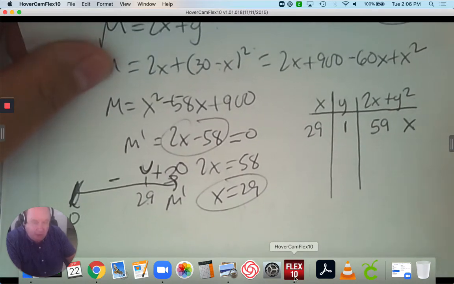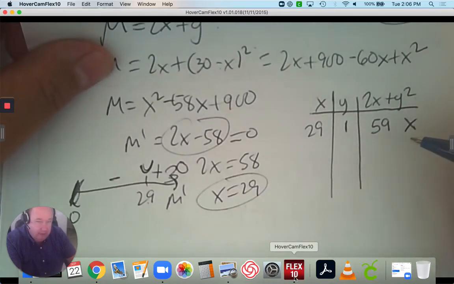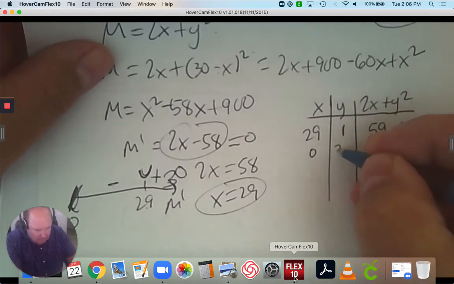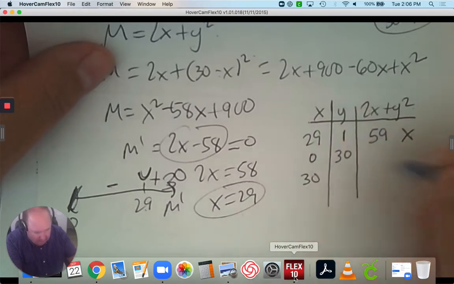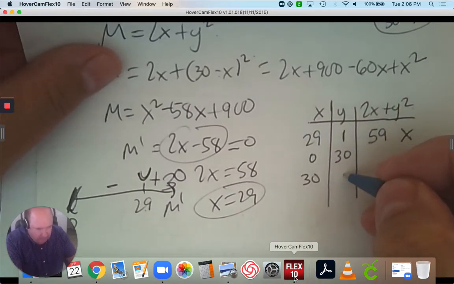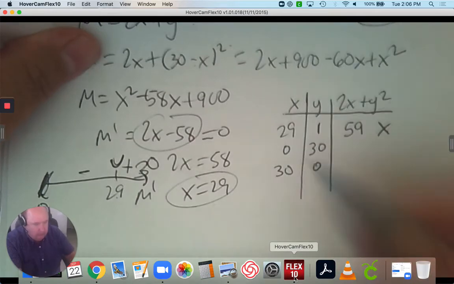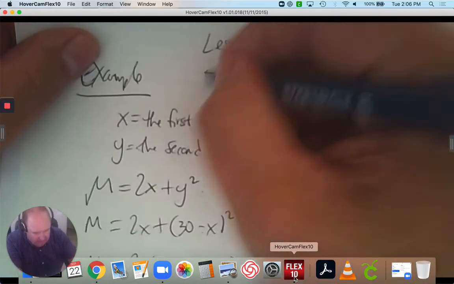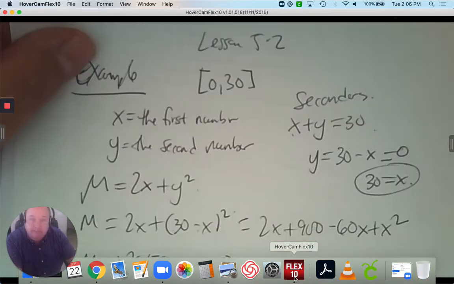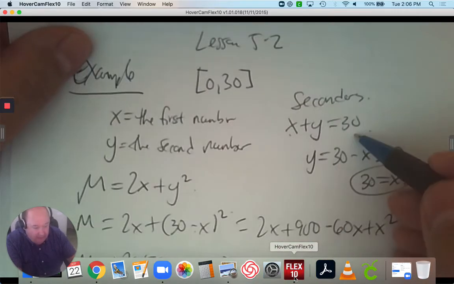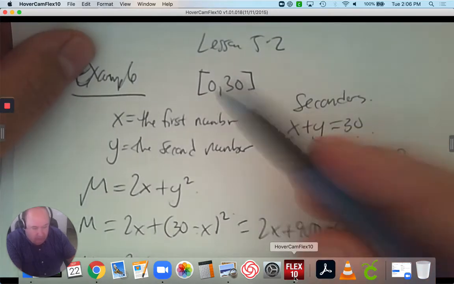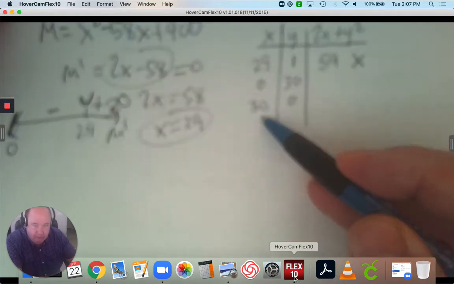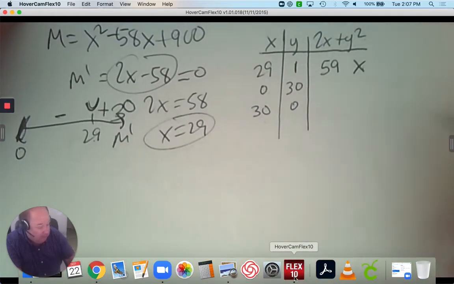So what are my other options? Well, the other options are the ends. So at one end, x could be 0 and y could be 30. And at the other end, x could be 30 and y could be 0. So those are the ends. It wasn't given to you, but the numbers have to go between 0 and 30 to fit in. So if they add up to 30, both x and y must be between 0 and 30. So those are your end values. So x could be 0 or x could be 30. A critical number creates a minimum, so it's no good.